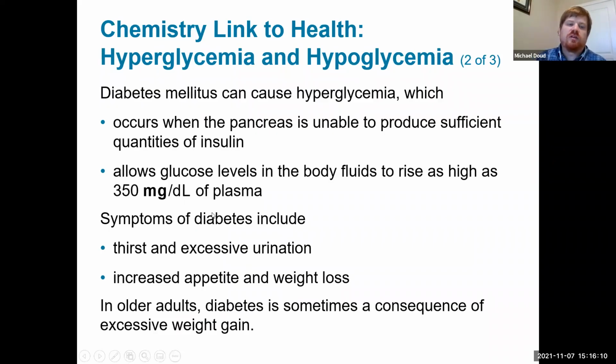Diabetes symptoms would include thirst and excessive urination. So basically your body's just trying to get rid of that excess glucose by drinking a lot of water and then eliminating the extra glucose through the urine. And then also an increased appetite. So you're eating more, but you're not processing the sugar as well, so you're losing weight. And sometimes diabetes can be the consequence of excessive weight gain.